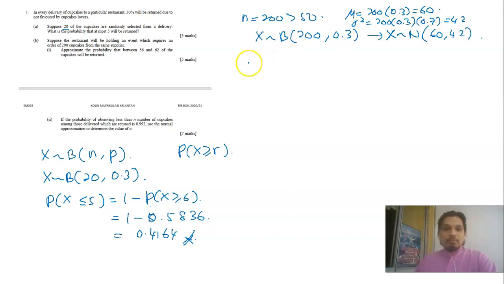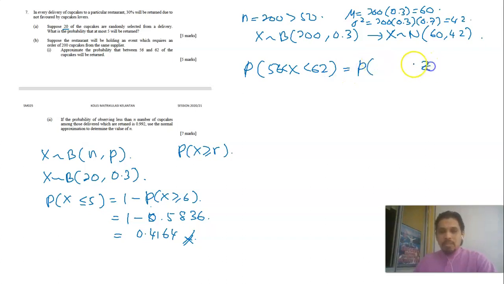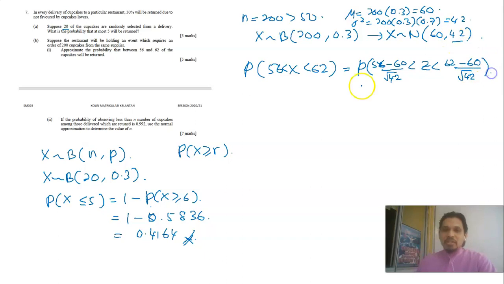Okay, so the probability of success: the probability that between 56 and 62 of the cupcakes will be returned. Z here is 56 minus 60 divided by square root of 42, and also 62 minus 60 divided by square root of 42. This is the variance, so we will divide by the standard deviation here.